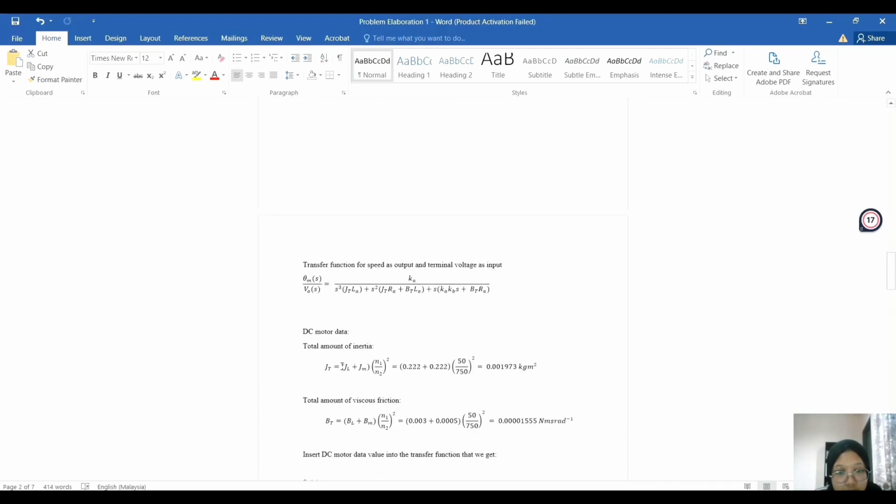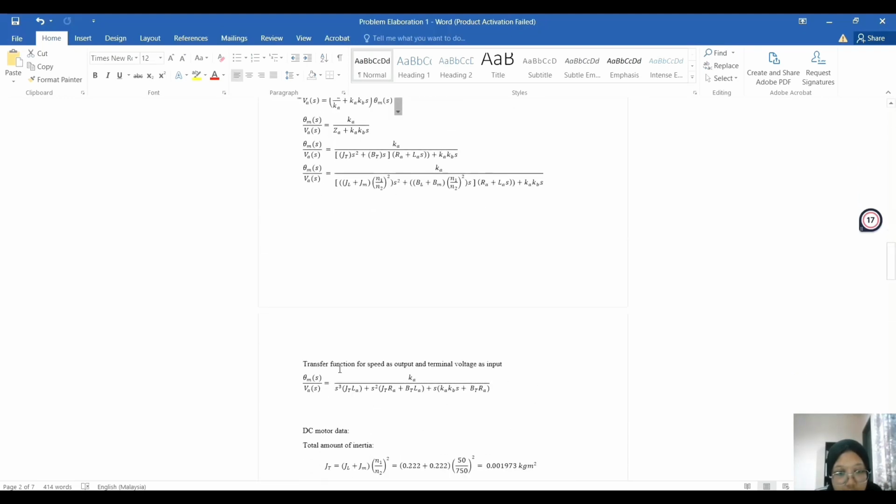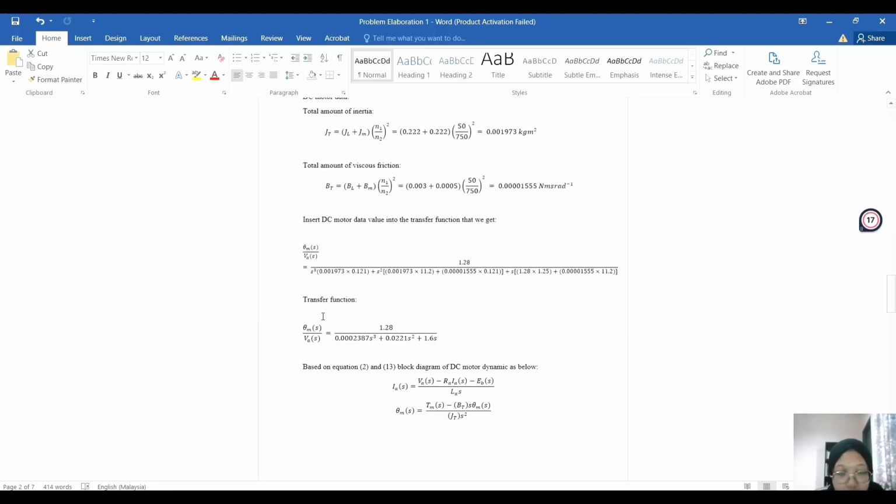So for the final transfer function, we get theta_m(s) equal to Ka V_a(s) over s² J_T L_a + s² J_T R_a + B_T L_a + s Ka Kb s + B_T R_a. After we get the transfer function, we include the data given into the equation.